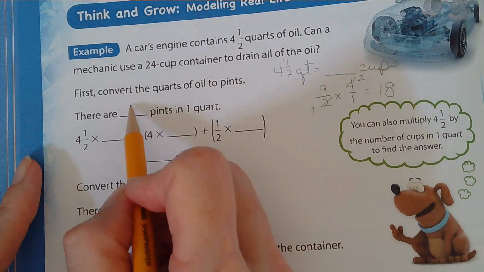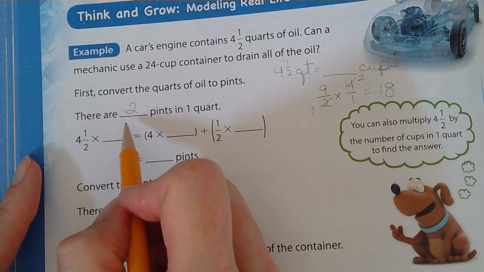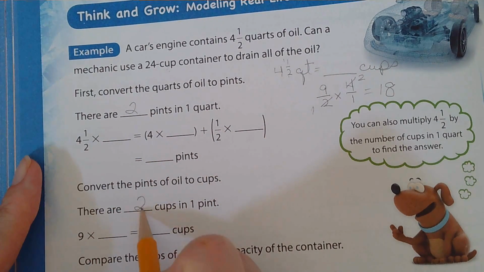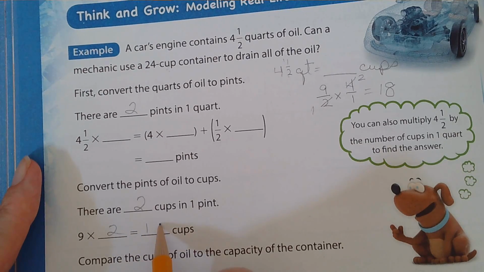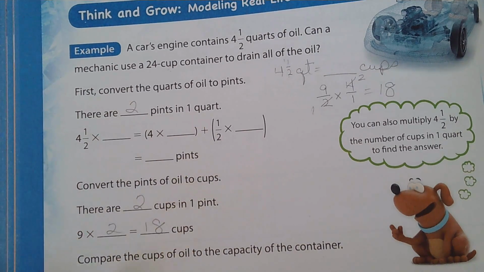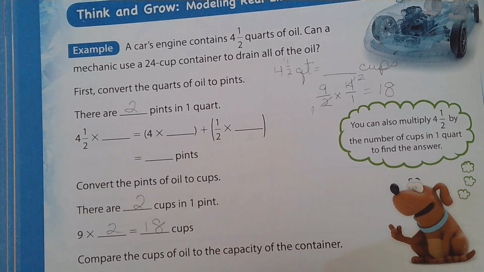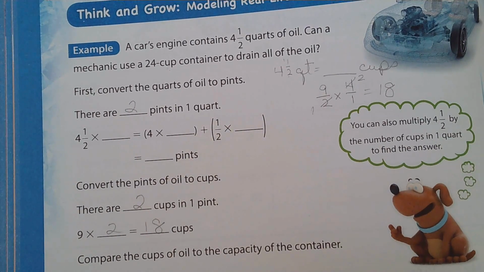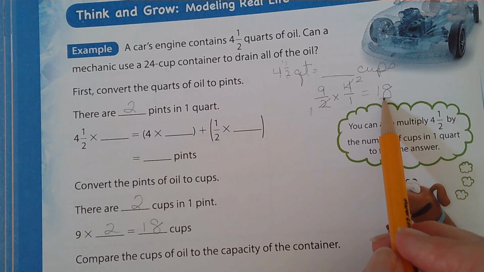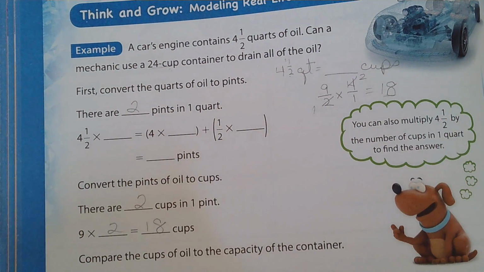Okay, so there are 2 pints in a quart, 4.5. Let's see here, let me go down. 2 cups in a pint. 9 times 2 is 18. 18 is less than 24. So yes, the mechanic can use that container because they're only going to be draining 18 cups of oil, and that will hold 24 cups. So yes, it will hold it.